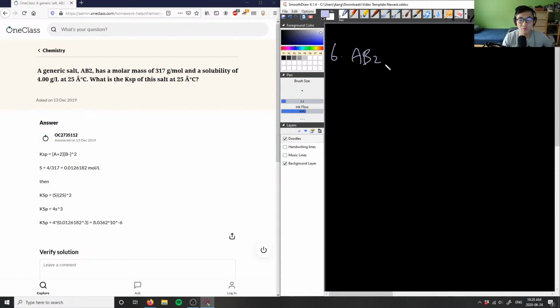So I have AB2. This is a salt, so I know it's an ionic compound. So I have some type of cation and anion. It's going to break down into, I'm going to write our equilibrium sign as well. It's going to break down into, again, I have A 2 plus and B 1 minus, right?